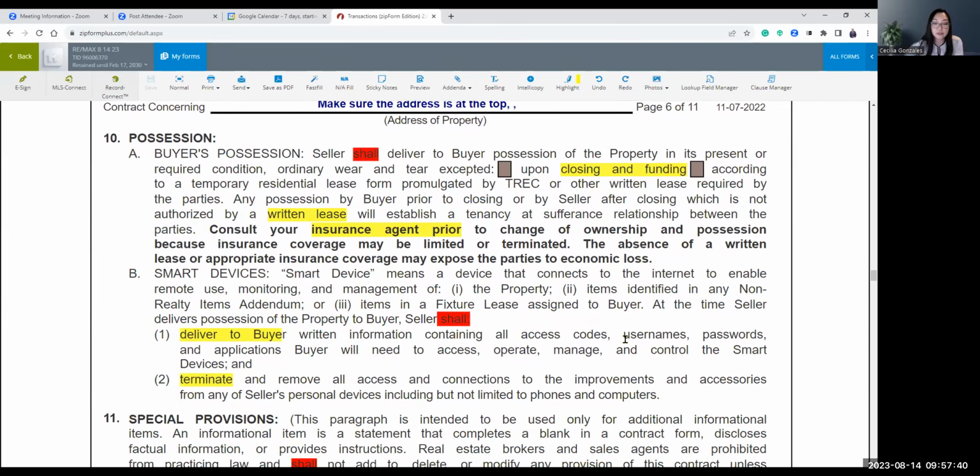When the closing money's funding, released to title. Say again? When the money's released to title, and it's recorded. Yeah, who was that? Gabino. Yes, it has to be recorded.